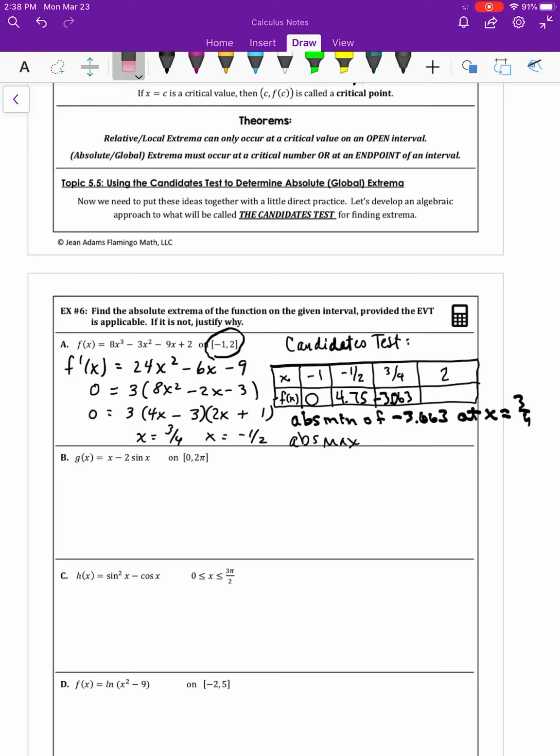Oh, hold on. I'm reading my notes wrong. I thought it was 3.6. Now that I look closer, it's 36. That's going to make a difference. So an absolute maximum of 36 at x equals 2. So for your candidates test, again, you're taking your endpoints and your critical points.